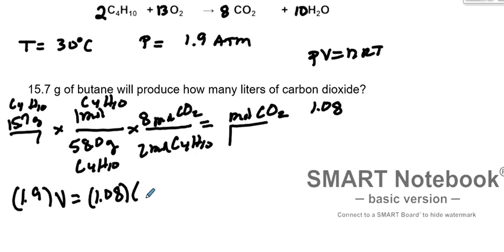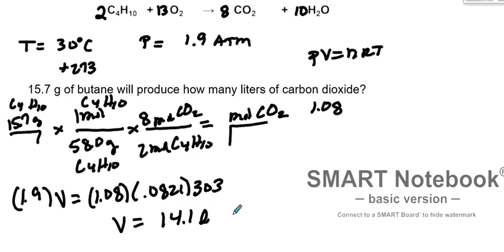I'm in atmospheres, so I'm going to pick the 0.0821 for the R value. Temperature is 30 degrees Celsius. Remember, you must add 273 to that to get it in Kelvin. So that's going to be 303. So now mathematically, I'm going to multiply these three together, and I'll divide by 1.9 to get my volume. The volume answer for this is 14.1 liters of carbon dioxide, and that will be at the conditions of 1.9 atmospheres and 30 degrees Celsius.